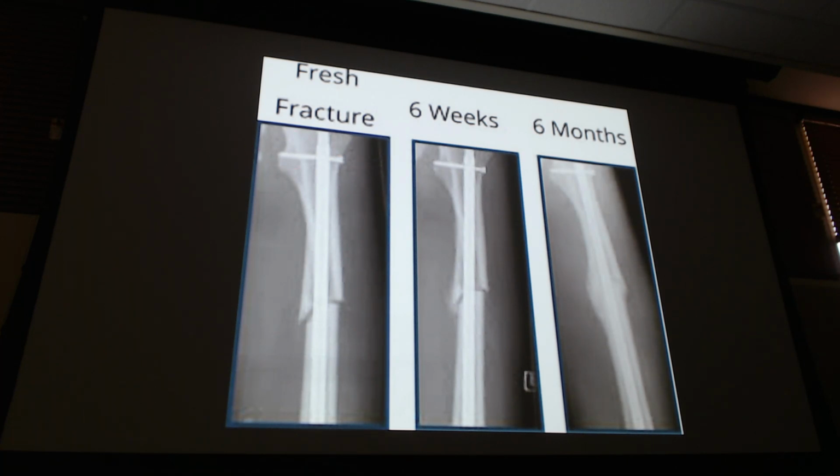Can't tell if it's left or right. Well, I can because they put a little left marker right there. So, question: are they hollowing out the medullary bone when they put that in?